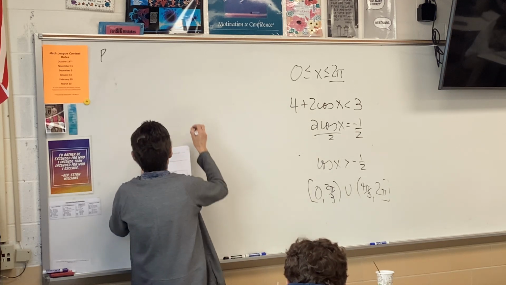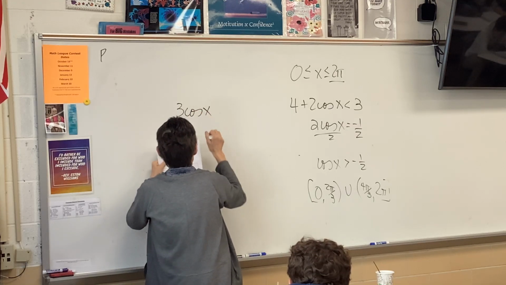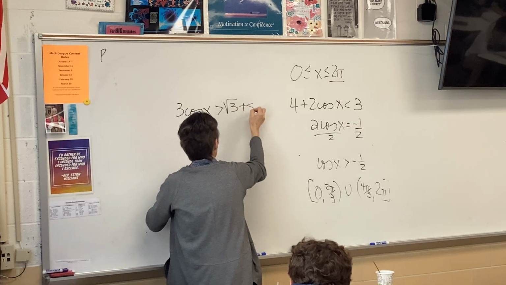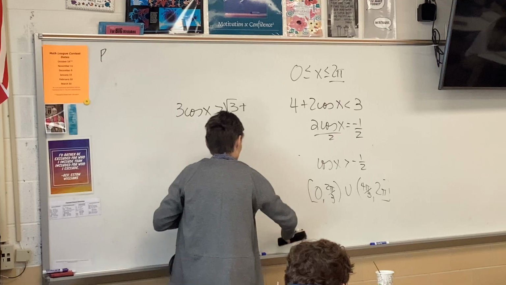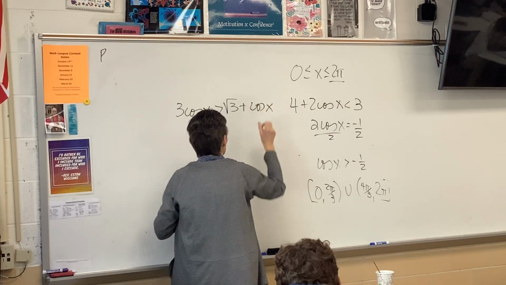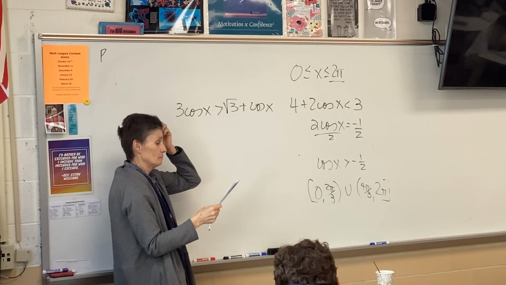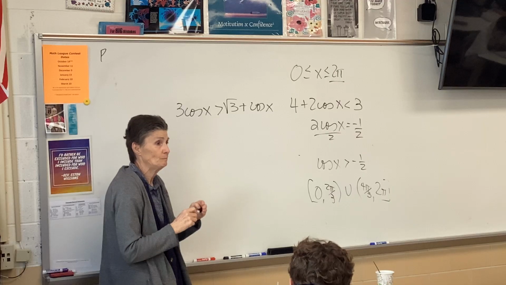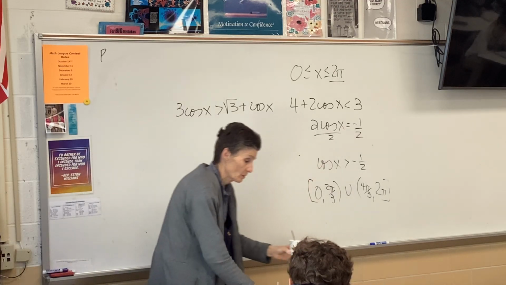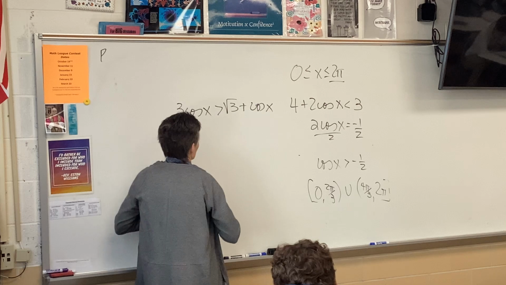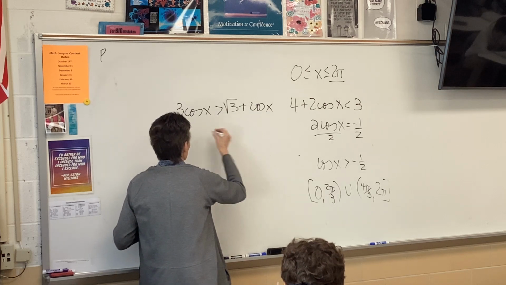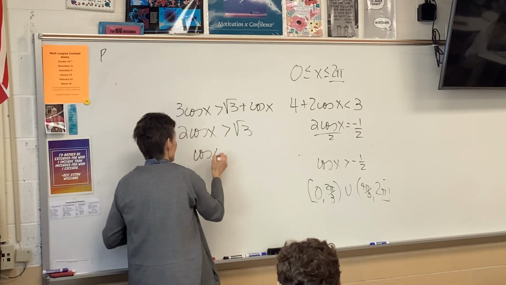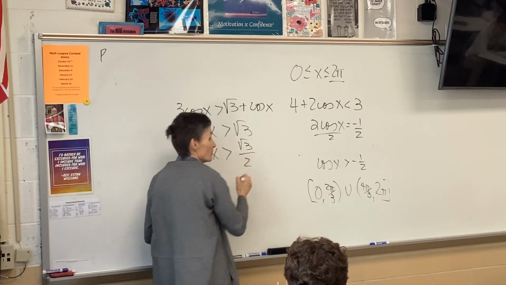Let's go. So 3 cosine x, and this time it is greater than root 3 plus cosine x. All right, how are we going to solve that? Subtract. I'll subtract that cosine, so 2 cosine x is greater than root 3, and cosine x is greater than root 3 over 2. This is going to be one of those I just talked about.